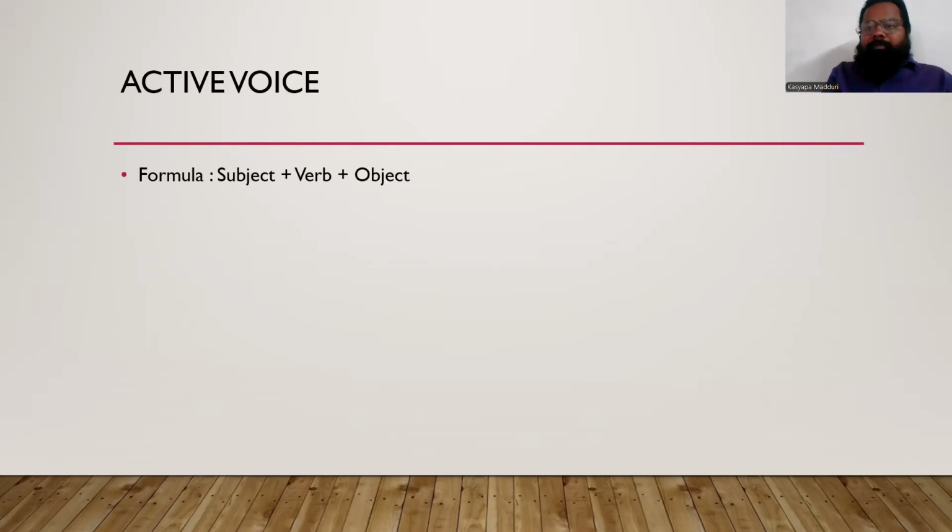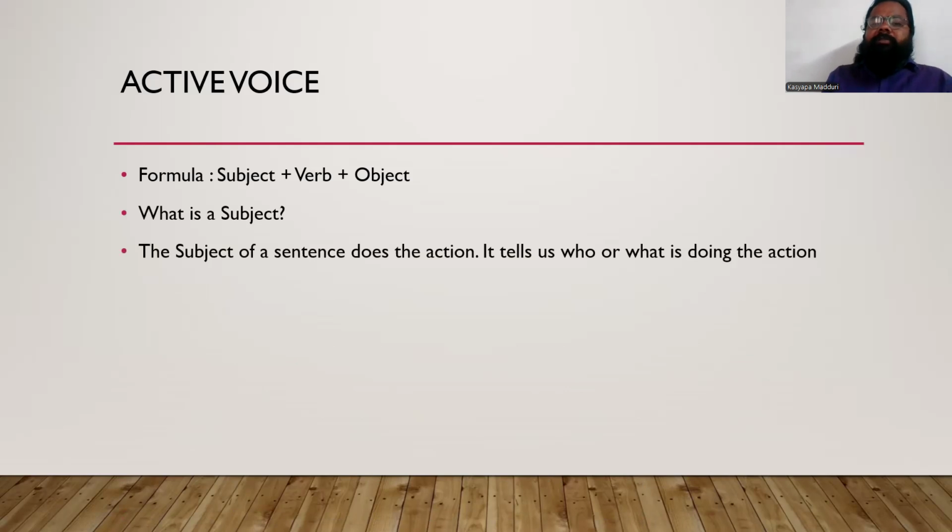When it comes to active and passive voices, what is active voice? What is the formula for active voice? In an active voice sentence, there will be a subject, a verb, and an object. Now you can ask, sir, what is a subject? What is a verb? What is an object? Let us see that. So what is a subject? The subject of a sentence does the action. It tells us who or what is doing the action.